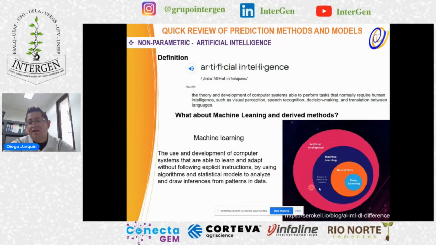So this is a graphical representation of the AI methods, and embedded in this, we have the machine learning methods. Embedded in this, the neural nets, and embedded in this, we have more and more specific methods. We have deep learning. So these are all of the categories, or all of the different fashions of these methods that we can find in artificial intelligence. So for machine learning, we have the use and development of computer systems that are able to learn, I think that's the key part, and adapt without following explicit instructions by using algorithms and statistical models to analyze and draw inference from patterns in data.